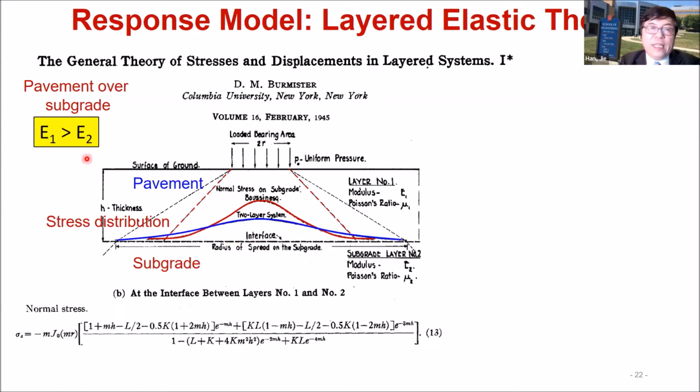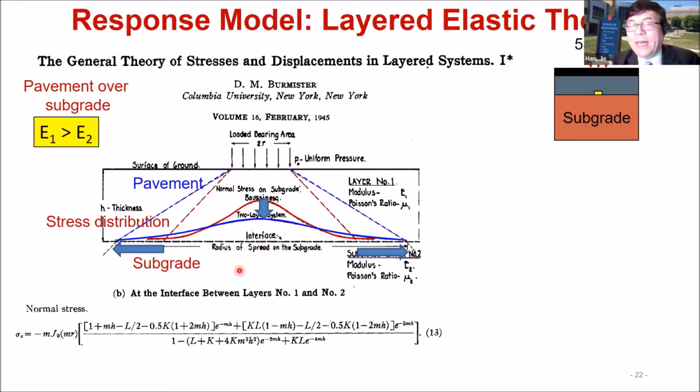So for this case, if you increase the modulus of the pavement, you can reduce the stress at the interface, okay? So from the red line to the blue line. But if we use a simplified method, then we will get an enlarged distribution angle to calculate the stress at this location. The benefit of the stiff layer is that it distributes the load to a wider area to reduce the stress at the interface, or on top of the subgrade.